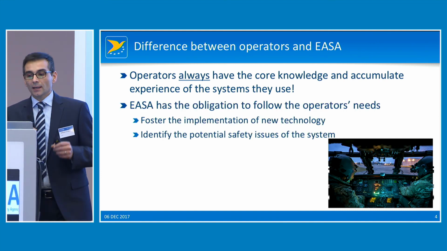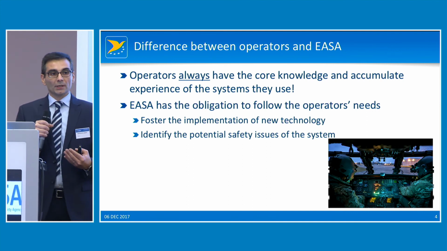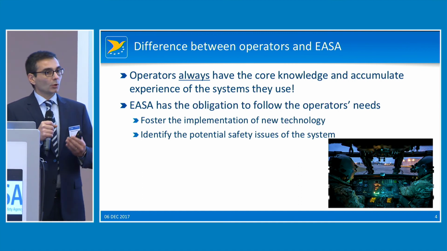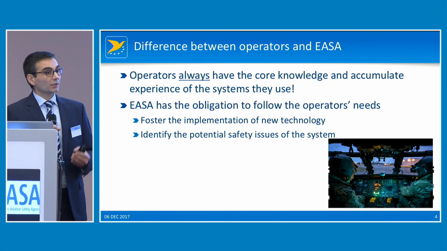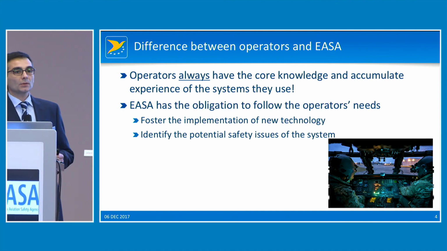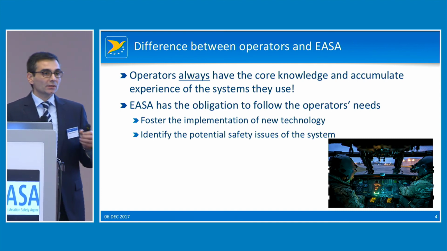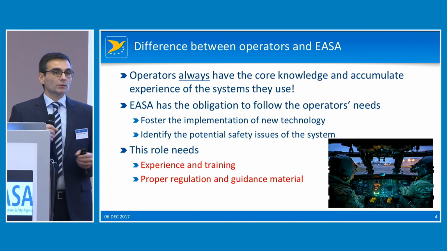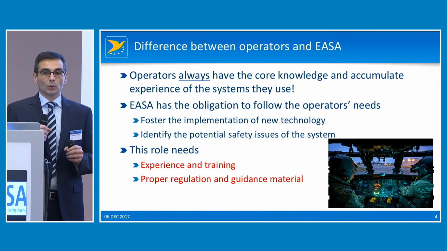EASA, on the other hand, has another role, because we have to ensure that the operators have what they need. And we have to ensure it through certification and proper regulations, so that you have what you need to do your mission effectively and also safely. So within this scope, we have to foster the implementation of new technology, and we have to identify any potential safety issue that this new technology can bring. In order to do this, we need to have experience and training, and we also need to have proper regulations.